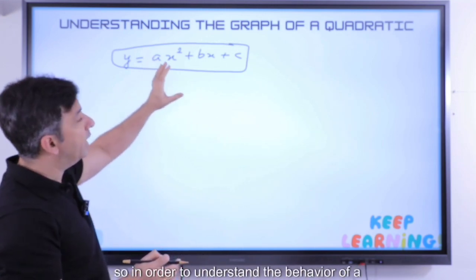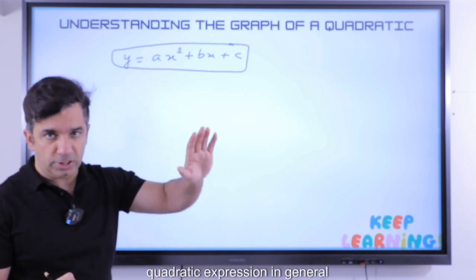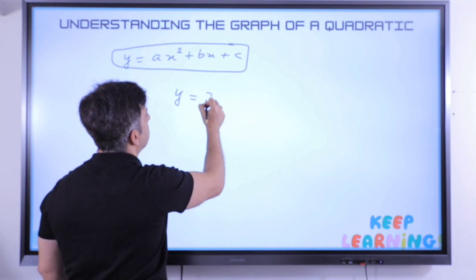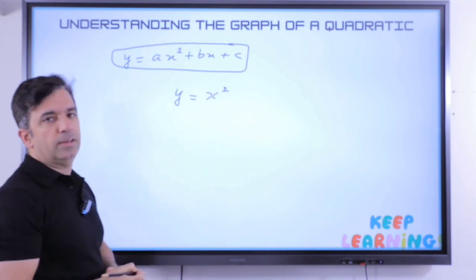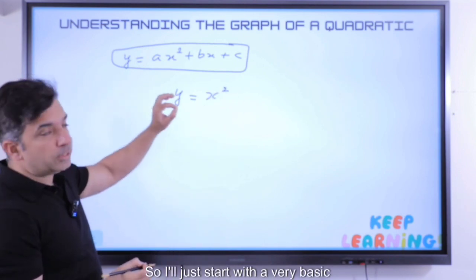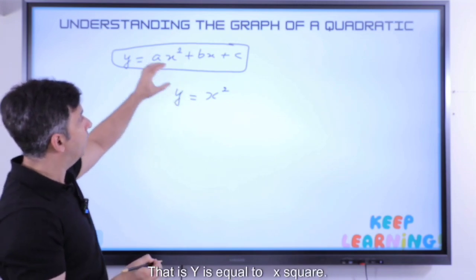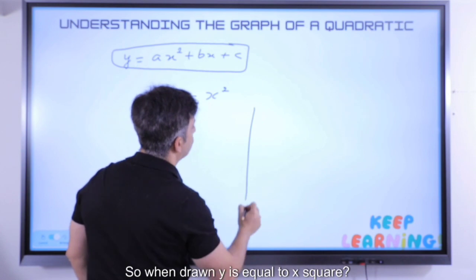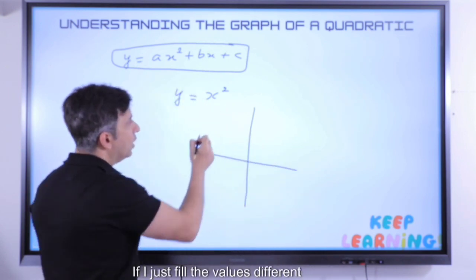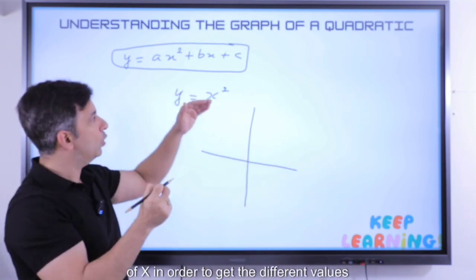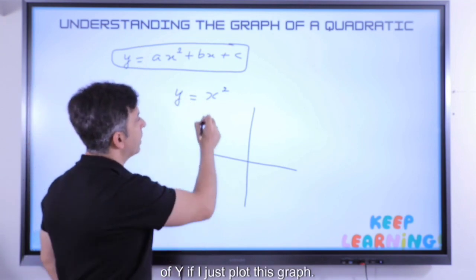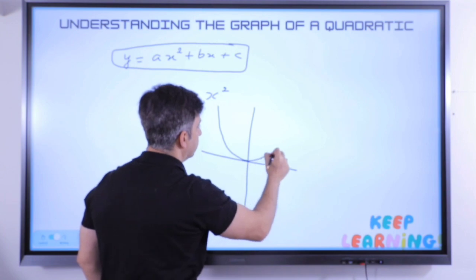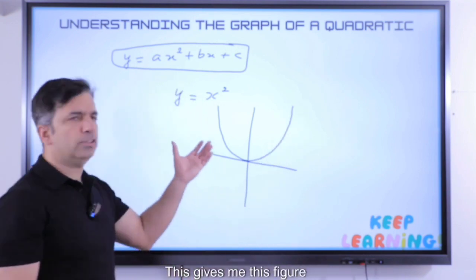In order to understand the behavior of a quadratic expression in general, we should start with a very simple quadratic expression, that is y is equal to x square. Let's say this is the simplest example. So when drawn, y is equal to x square, if I fill in different values of x in order to get different values of y and plot this graph, this gives me this figure.